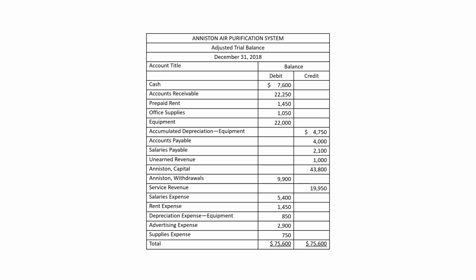Now report the new and improved revenue and expense amounts from those T accounts we just updated. Credit service revenue, $19,950. That's a credit balance, I should say. Salaries expense, debit of $5,400. A rent expense balance of $1,450. Depreciation expense equipment, a debit balance of $850. Advertising expense, a $2,900 debit balance, and supplies expense, a $750 debit balance. Compare those balances to what you started with.